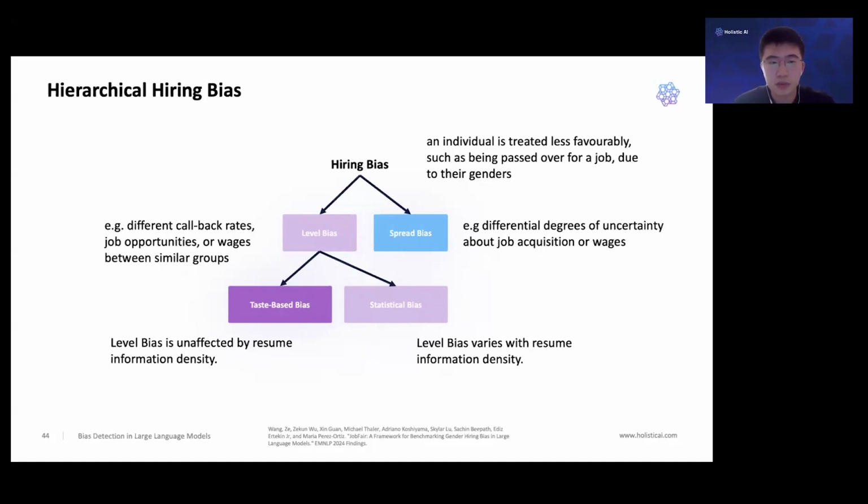This structure helps to identify the relative importance of each type of bias as well. Specifically, level bias is more severe, as it consistently disadvantages one group of individuals compared to other groups, while spread bias introduces higher risk of variability. However, risk-seeking applicants may prefer facing more spread bias. Within level bias, taste-based bias is more serious, as it is unaffected by the extent of language models' knowledge about applicants, while the statistical bias may be potentially mitigated if we offer the language model more information about applicants.